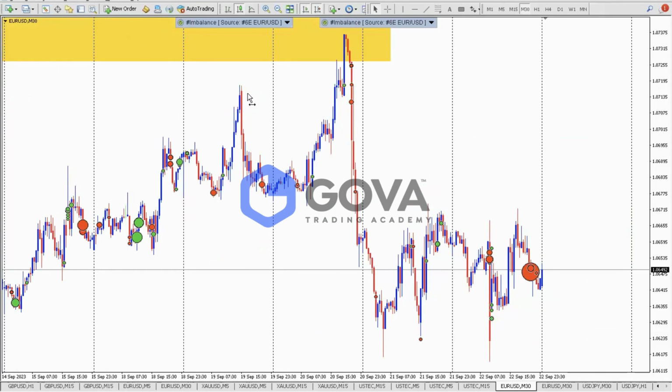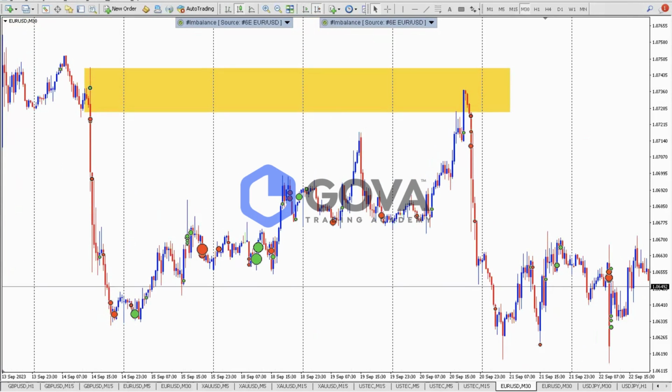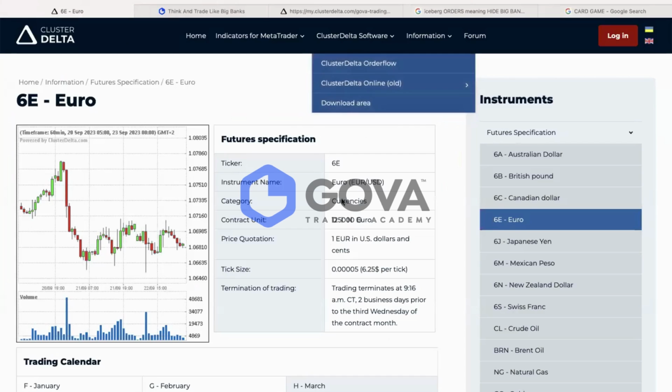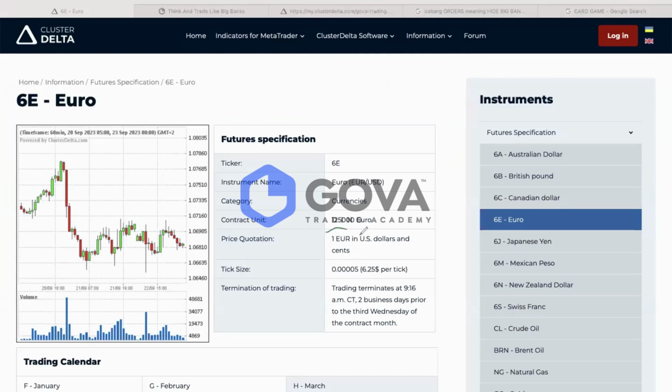Now, this chart here is on Euro USD. If you guys notice, this is a Euro USD chart. Now on this Euro USD chart, did you know, as a trader, that 1 euro contract is 125,000? If you don't know, maybe now you should be able to know. Now let's go to Clusterdelta's website. Look at it here. You see here, it says 1 euro contract is 125,000.